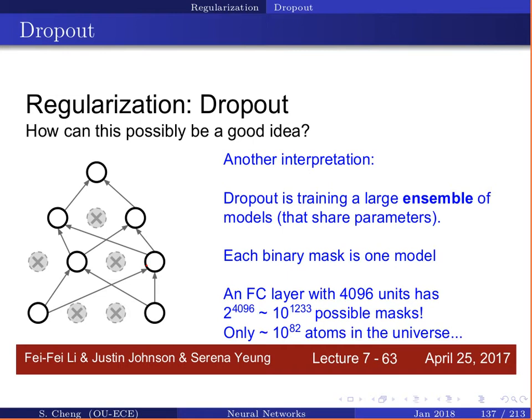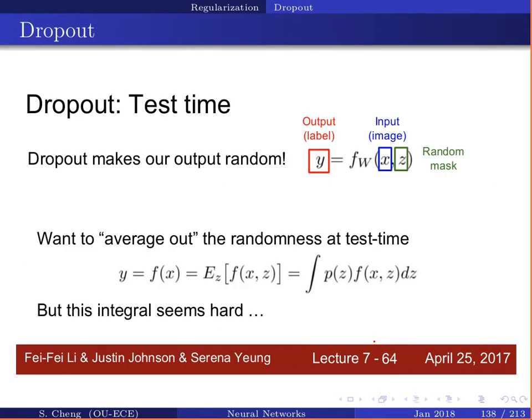And of course, there are actually many models here if you count that. For example, if you think of one fully connected layer with just 4,000 units, just in that particular layer you will have 10 to the 1,000 possible masks. So it's much more than the number of atoms in the universe. And so basically, you have so many models, you will never get exhausted. That's my point here. And as I mentioned, at test time, you cannot simply combine these models blindly.